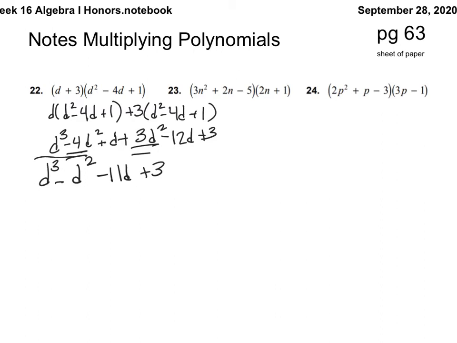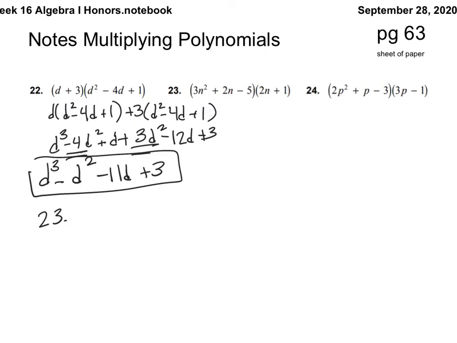That's the answer to number 22. Now I'm going to move on to 23, and I'm going to put 23 down here. I'm going to distribute just like I did. I'm going to show you that you can actually distribute in the order that they're written in, or you can flip it around. It's completely up to you.